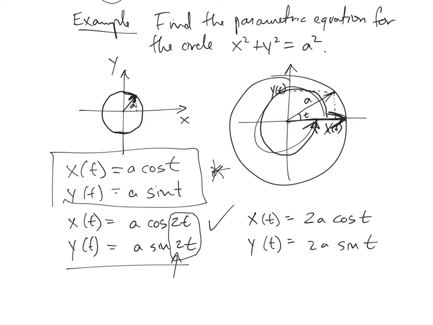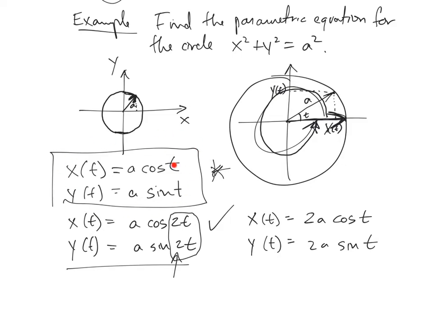But maybe for the physical application of these parametric equations, I don't want my position vector to start here. Maybe I want it to start up here. That means when t is equal to 0, the position vector is pointing up here, not here. These don't work for that particular scenario.